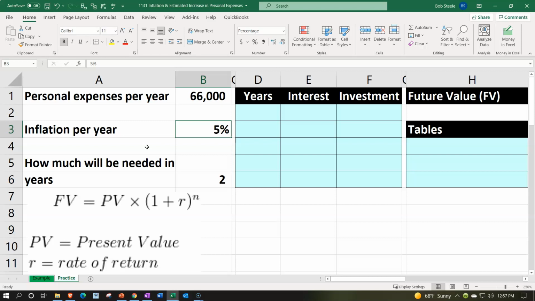So the idea is, if I'm spending my money today on a basket of goods, things like food and whatnot, and it costs me $66,000, and the money that I have is going down by 5% in terms of purchasing power, then how much will it cost me to live the same in terms of my consumption? So we're going to do our future value type of calculation in a similar way as we did in the past.